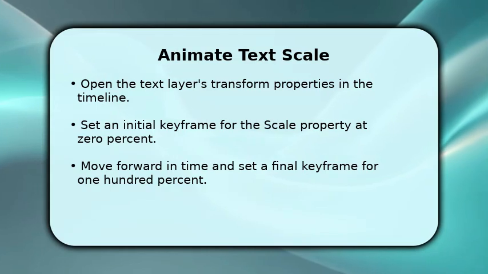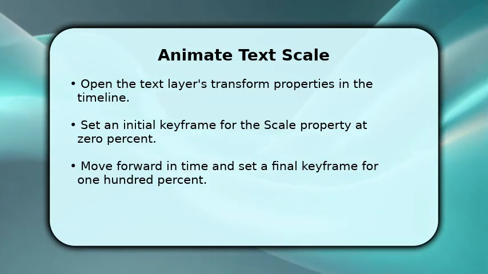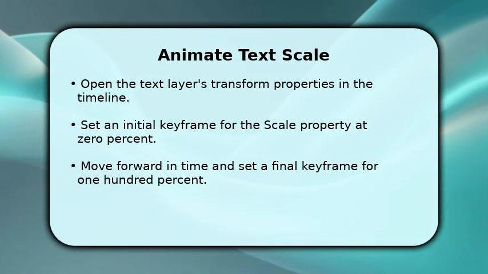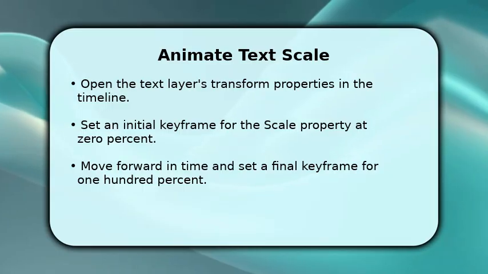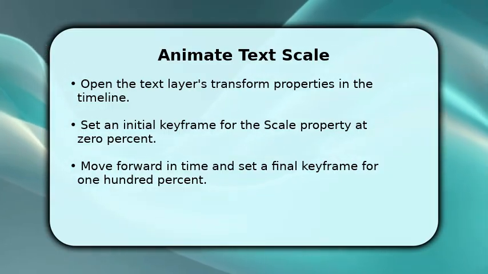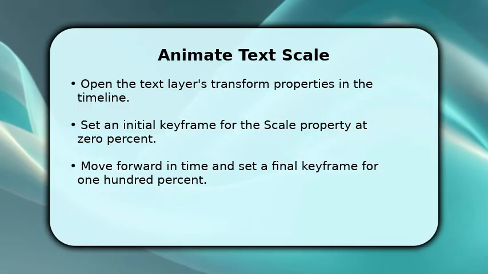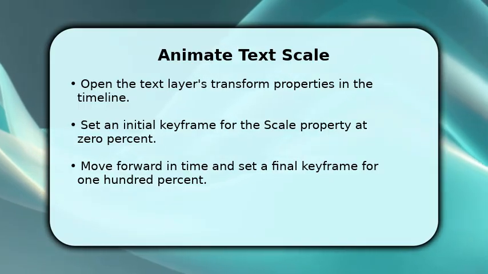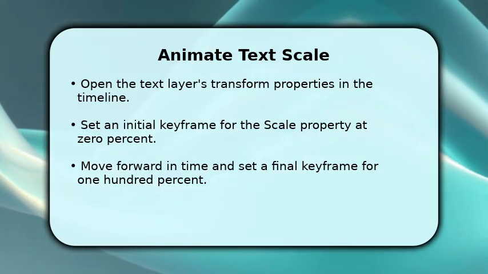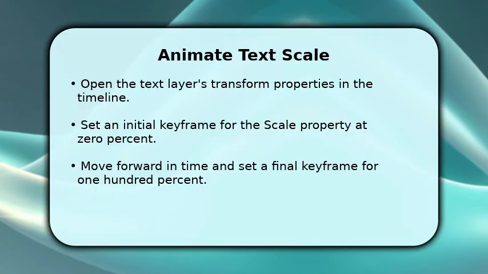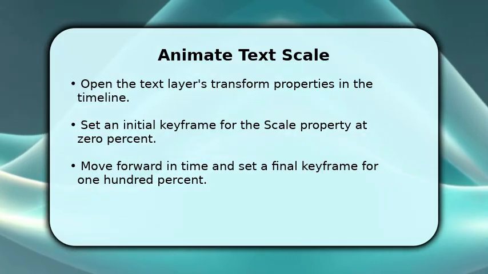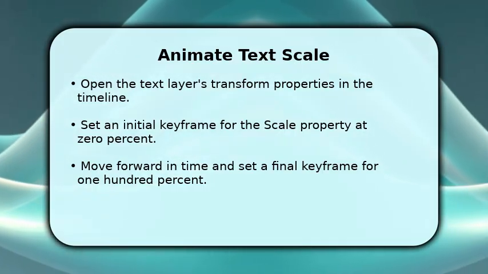Now, let's animate the text scale. Expand your text layer in the timeline and find the transform properties. Click the stopwatch icon next to scale to create your first keyframe. Set this initial scale value to 0%. Move your playhead forward by about 1 second, then change the scale value to 100%. This creates a basic zoom-in effect, making your text appear from nothing to its full size.